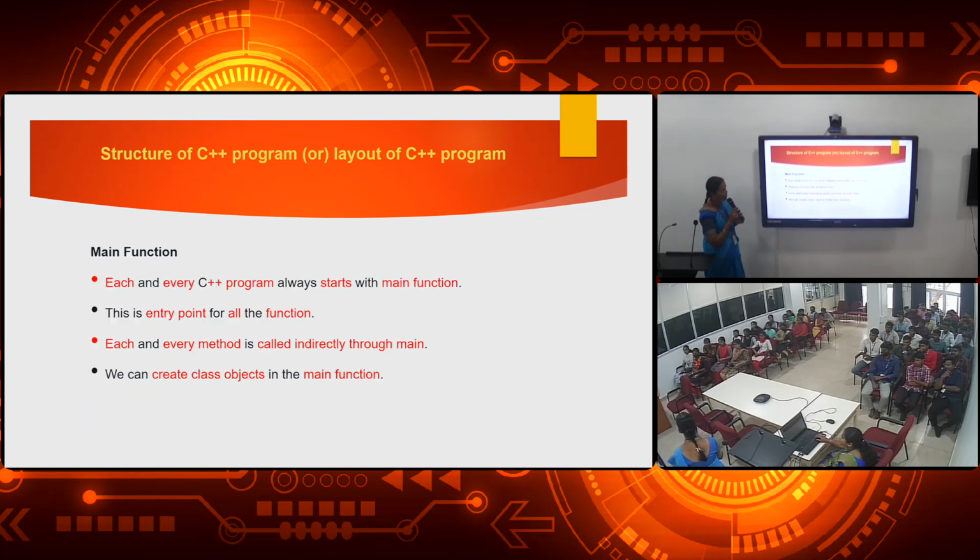Main function: the execution of the program always starts with the main function, even though your program may consist of a lot of user-defined functions or built-in functions. This is considered the entry point of all the functions. Each and every method is called only from inside the main function, by using the object name with the dot operator.